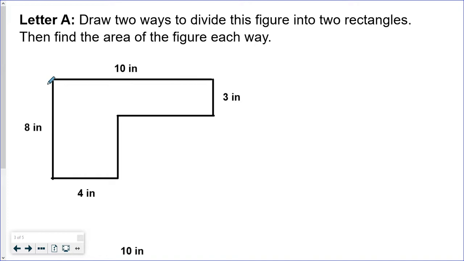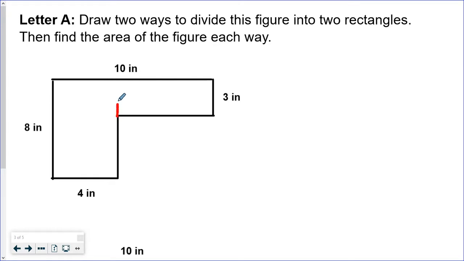So here is the figure. Now, if you go to write this figure on your paper, it's not a bad idea to put those measurements in there so that way you don't forget where they're at. So when it says draw 2 ways to divide this figure into 2 rectangles, what you're going to do is draw this figure and then split it into 2 rectangles.